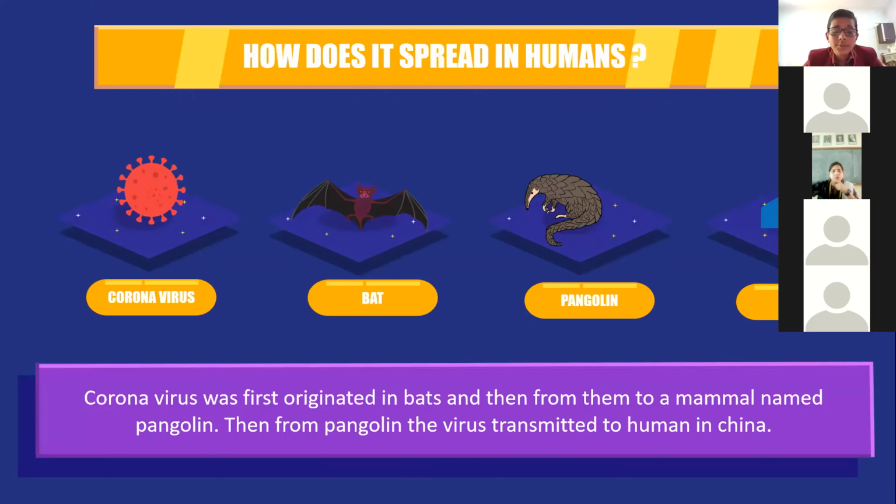Now, how does it spread in humans? Though there is no such proof of how coronavirus originated, according to the most relevant and famous theories, we can say that it was first originated in bats, then from bats to a pangolin. By the way, pangolin is a mammal which is used in Chinese medicine. From pangolin, it was transferred to a man in China.